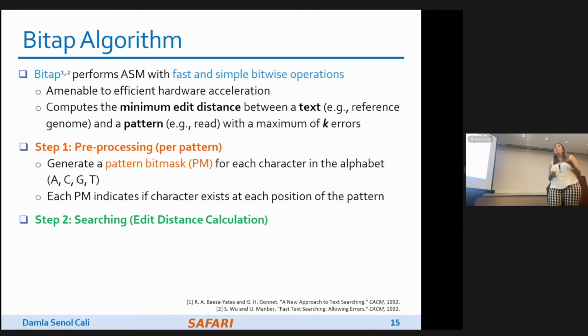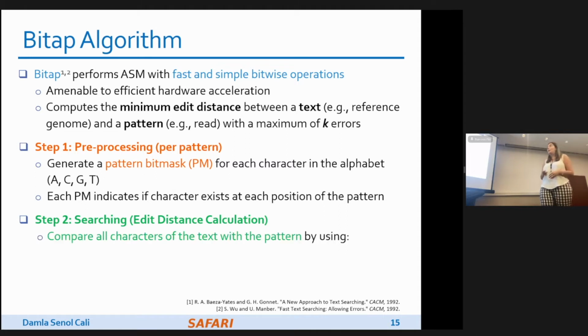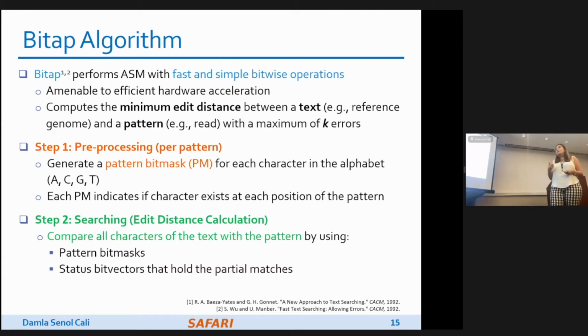So we generate 4 pattern bit masks per each query read and use it throughout the main step of the algorithm, which is the second step, which can be called searching or edit distance calculation, where the actual action is happening. Here we compare all characters of the text with the pattern by using the pattern bit masks generated in the first step, and the status bit vectors that hold the partial matches between the text and the pattern, and also pure bitwise operations.